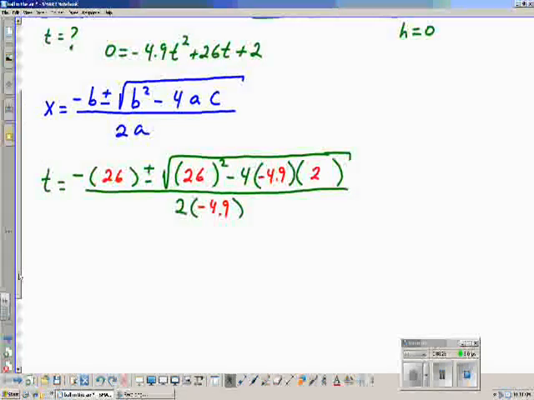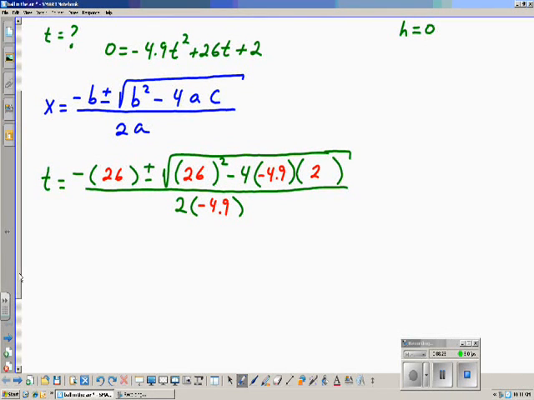And keep track of your order of operations here. We're going to square the 26. We're going to put together, multiply the 4, the 4.9, and the 2.